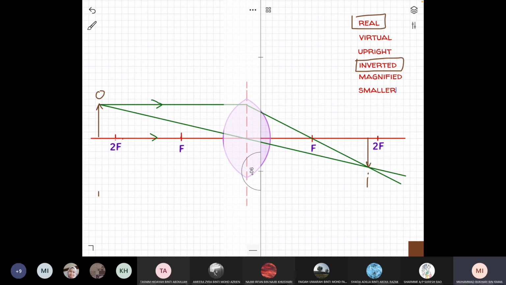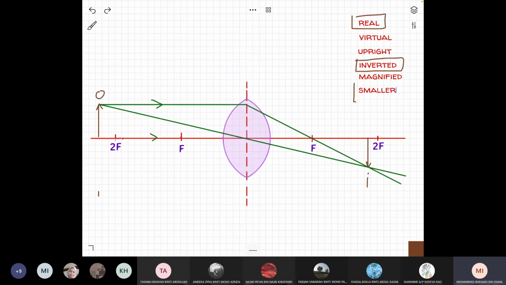A common mistake made by students in this situation is that they draw another arrow like this, so that is wrong. The arrow must start from the principal axis. That's why you have the inverted characteristic. Another one: is it smaller or magnified? Can you compare the object and the image? Which one is bigger? If you look carefully, it is a bit bigger. It depends on the position of the object. If the object is much farther away, the image will be much smaller. But now the object is quite close to F, so you cannot see too much difference in the size of the image.